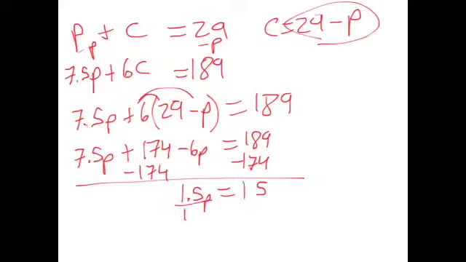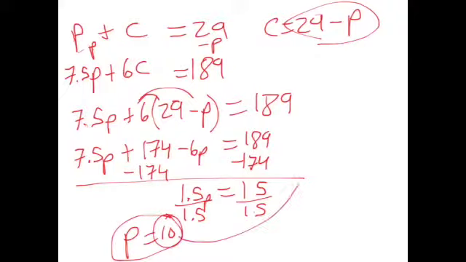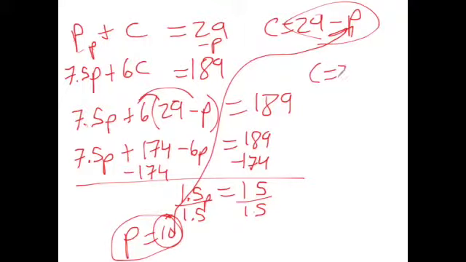Now I just need to divide both sides by 1.5, and I will get p equals 10. And now that I know what p is, the number of hours spent walking pets, I can take that number and plug it back into my other equation to get C equal to 29 minus P, which is 29 minus 10, and so C is going to be 19.